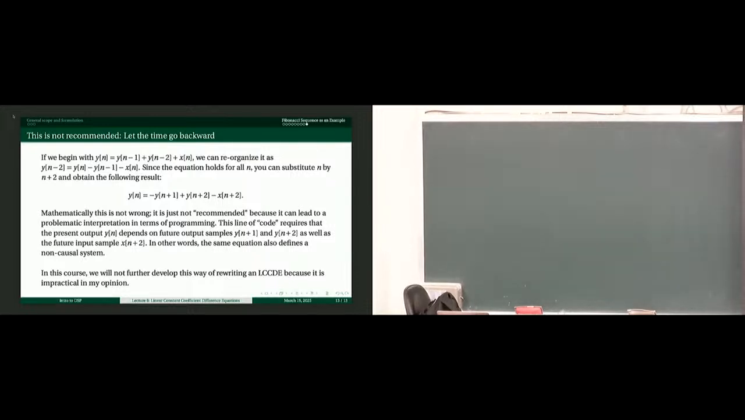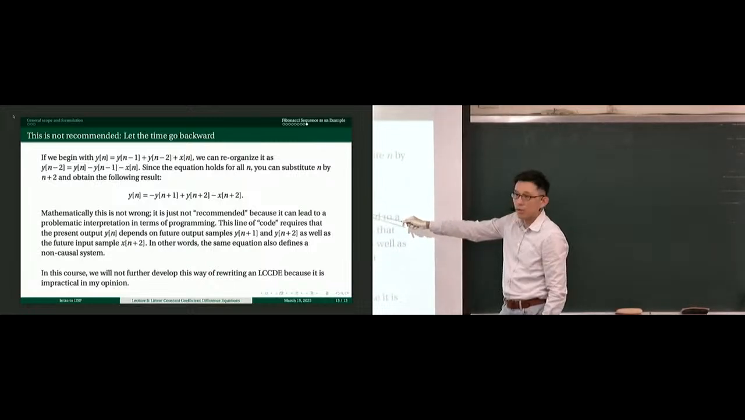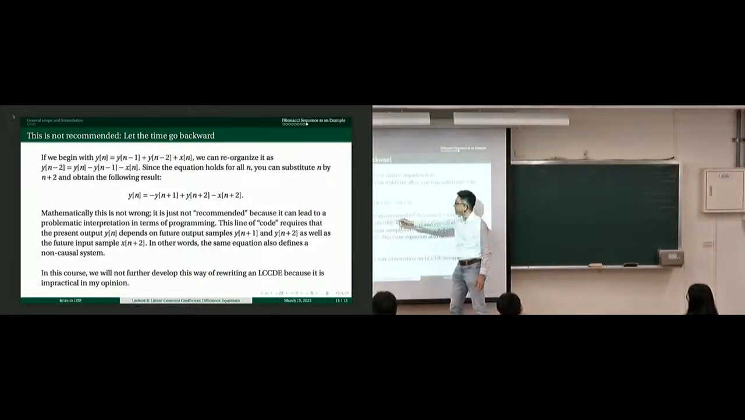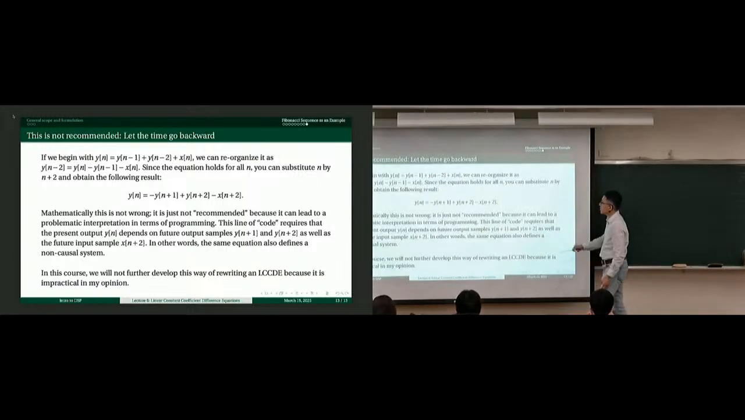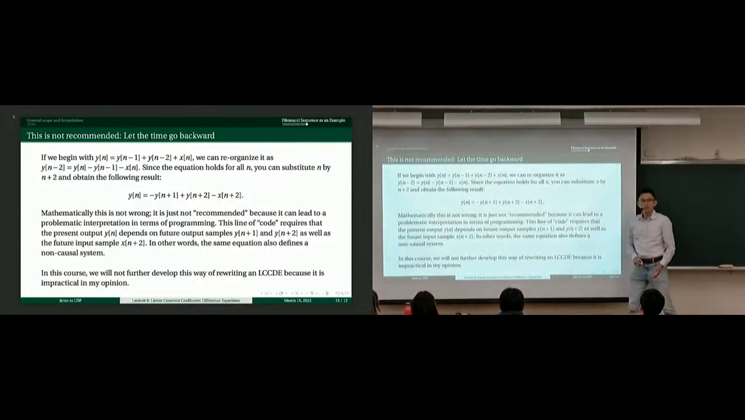But now, mathematically, this is okay. But if you interpret the way I write this equation with y of n on the left-hand side of the equality and everything else on the right, it now seems to suggest one line of code, right? This seems to suggest one line of code in which you evaluate y of n based on y of n plus 1 and y of n plus 2 and x of n plus 2. You can imagine this could well be one line of computer code. But then this is problematic.